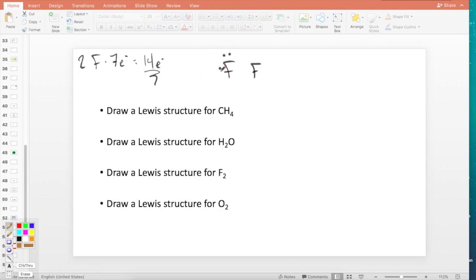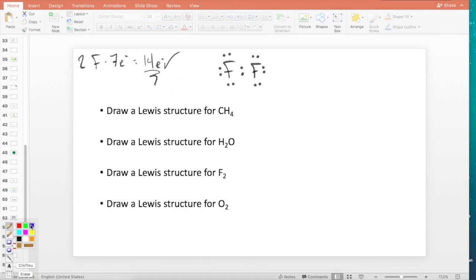1, 2, 3, 4, 5, 6, 7, 8. They're sharing those 2, so I don't need to draw any more on this one. 9, 10, 11, 12, 13, 14. So remember, what 2 things am I always checking? Have I used the appropriate number of electrons, and do all atoms have an octet? Well, I have indeed used 14 electrons, haven't I? 2, 4, 6, 8, 10, 12, 14. Yay, I've used the correct number.